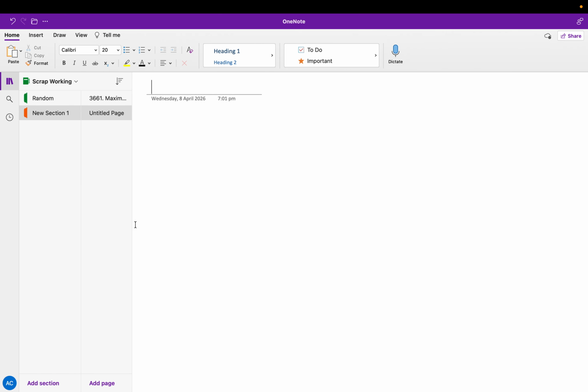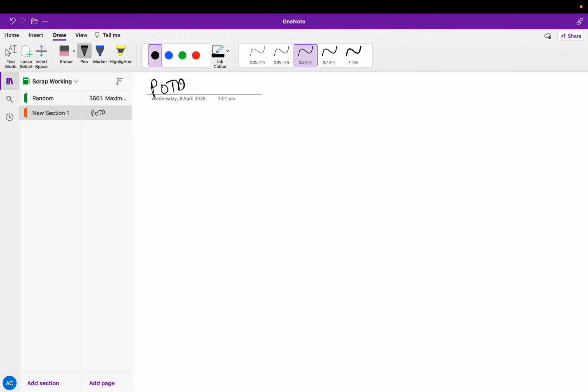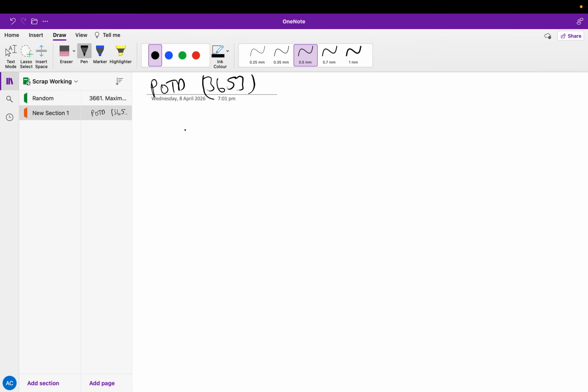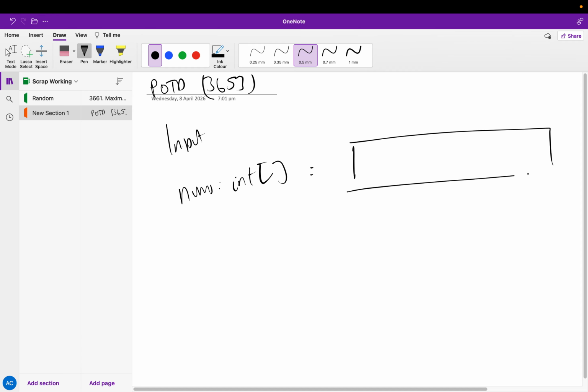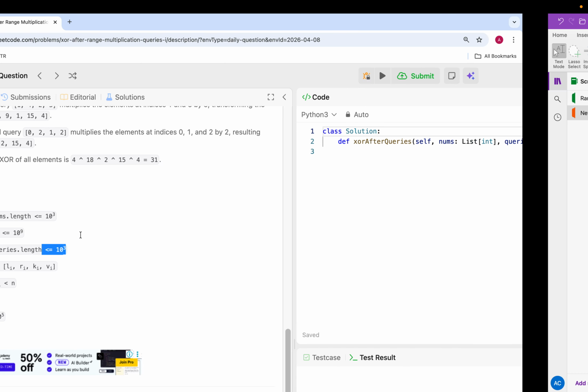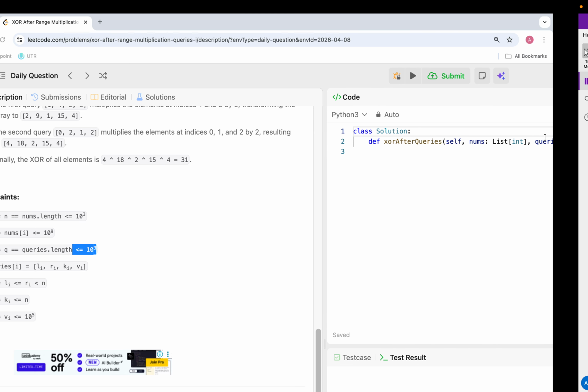So it's POTD 3653. And then... Oh, wait, normally I write that the other way around, don't I? Whatever. So you're given nums. Just to clarify, for the input, you've got nums, which is an integer array. It's going to look something like a block of memory with some values in there. 3, 2, 1, 6, 5. Oh, can there be negatives? Probably, right? Oh no, there can't be. Okay, 7.